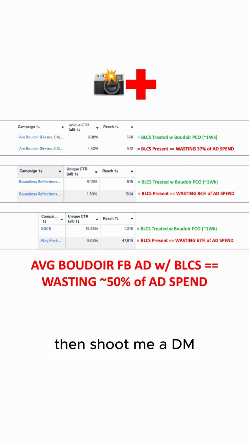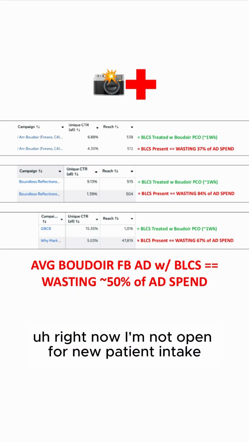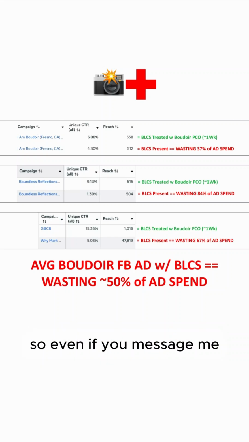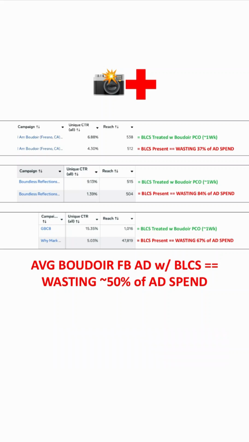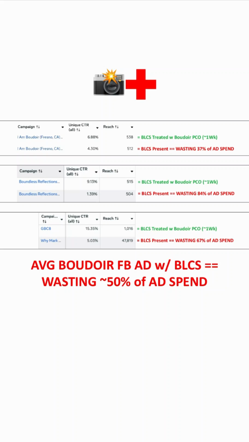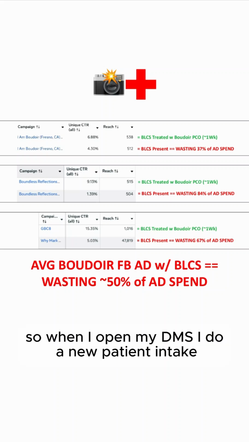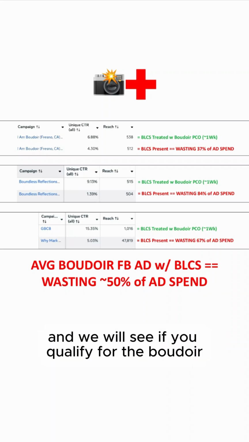Then shoot me a DM when I am open for new patient intake at my hospital. Right now, I'm not open for new patient intake, so even if you message me, you're not getting in. And actually, I don't even let anyone message me, so you can't even find a way to message me anyway. So when I open my DMs, I do new patient intake. Shoot me a DM at that point, and we will see if you qualify for the Boudoir Pico treatment.